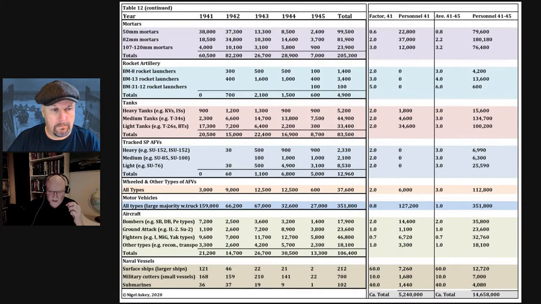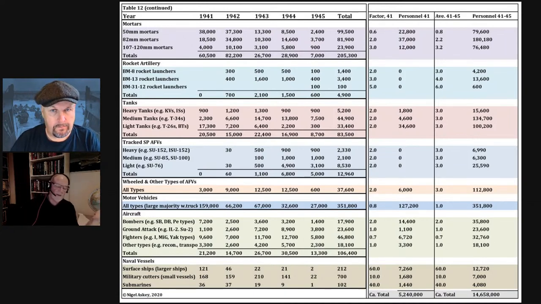And on the next slide, you can see at the bottom that if you do this analysis, you come up with a figure of around 5.2 million irrecoverable losses for 41. That's actually less than the 6.3 or 6.4 we'll be using, but it's about 2 million more than Krivosheev produces. And again, for the total war, it comes out at 14 million.